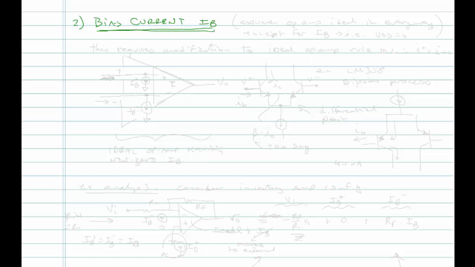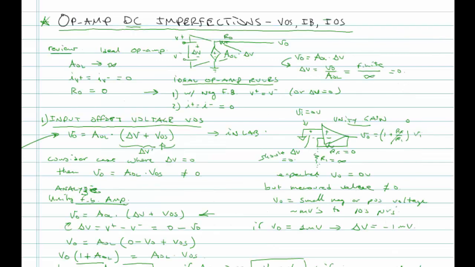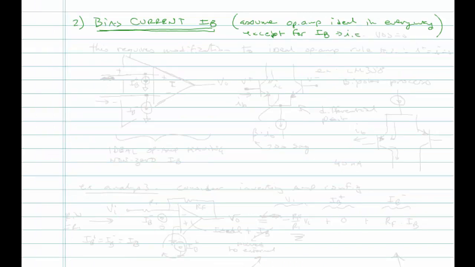Bias current IB. For this presentation, we're going to assume the op-amp is ideal in every way except for IB. In the end, the problems we typically encounter have a combination of VOS, IB, and IOS. But as I talk through each type of imperfection, we will consider just one at a time. So we're going to set VOS to 0 for this portion of our lecture.